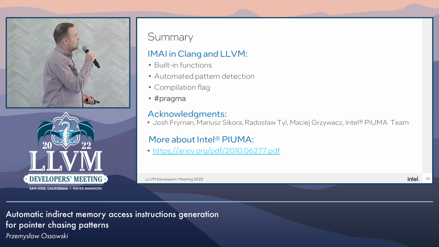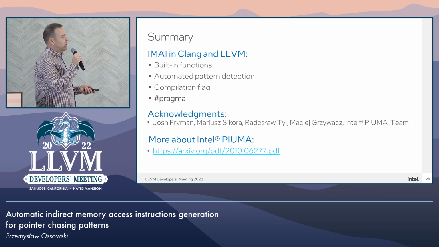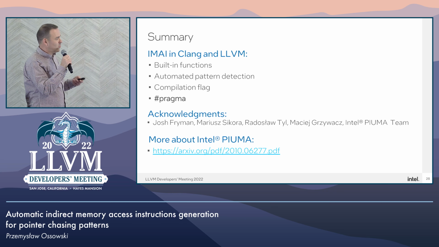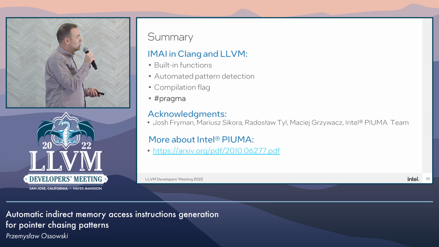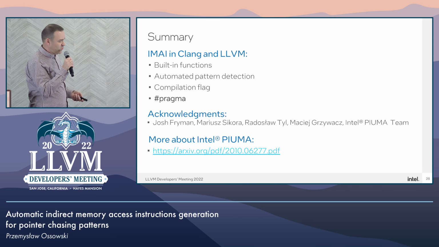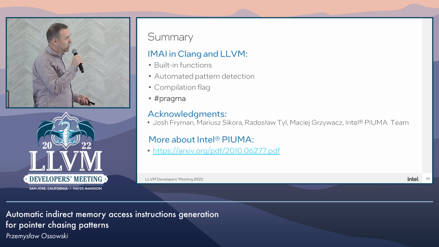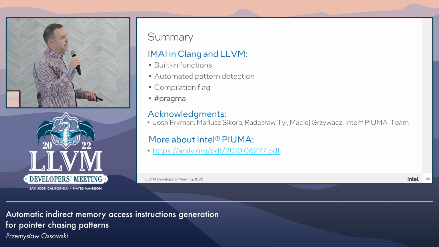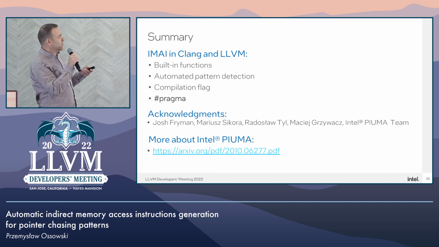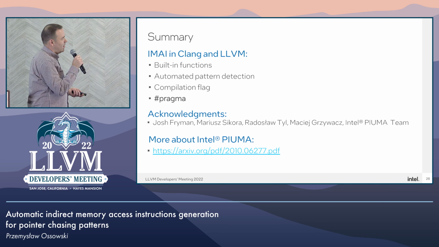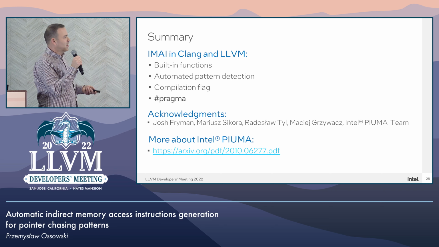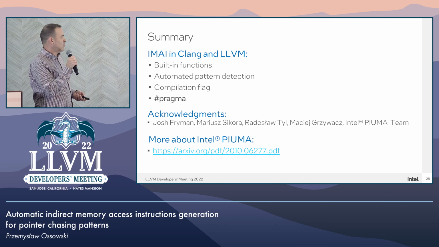All right, so summarizing, we have a new instruction available, so we can make it available to the user through a built-in function, but it's not too convenient and requires a lot of modification of the code. So automatic pattern detection is eventually what we want, but unfortunately, it's not always working. We might provide a compilation flag, but it has low flexibility, so a different approach would be a pragma, which in our case was useful and engineers could use it efficiently as they wanted.